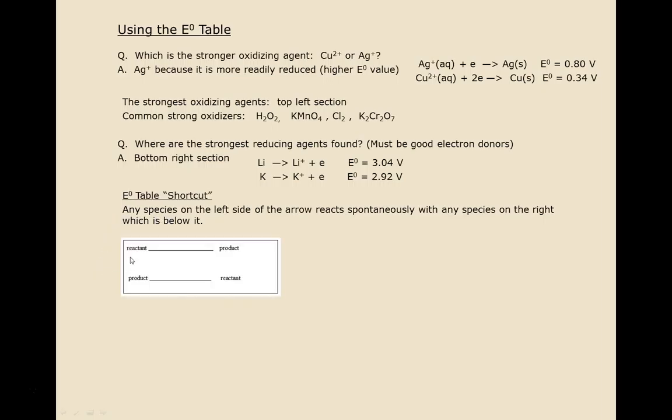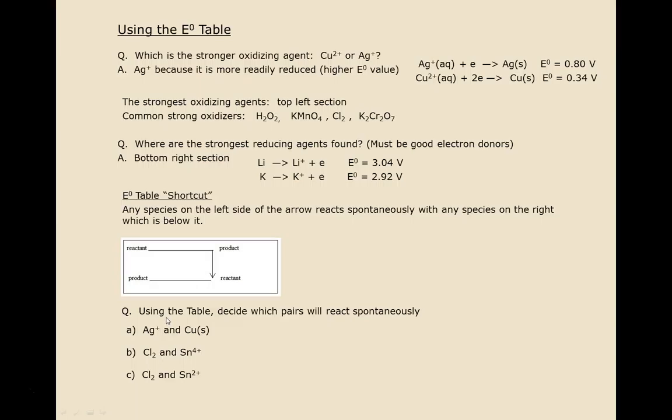Suppose we have two reactants, and one of them is in this position, and the other one is in this position. Then you can see that going from this reactant to this reactant traces out a clockwise pattern, and that means that these two reactants will react spontaneously with each other. So let's look at some questions here to see how to use that table. We'll look at this one, which we're already familiar with. We have to go to the table and look for the relative positions of the silver ion and copper solid.